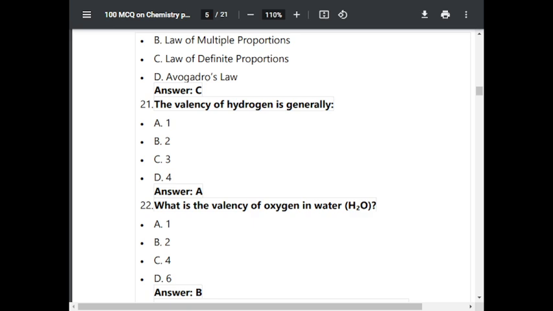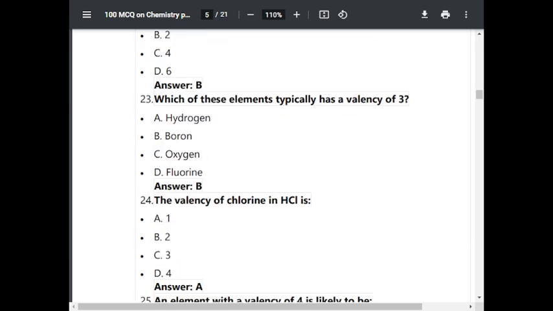Question number 22. What is the valency of oxygen in water, that is H2O? Option A 1, option B 2, option C 4, option D 6. The correct answer is B, 2. The valency of oxygen in the water formula H2O is 2. Option B is correct.